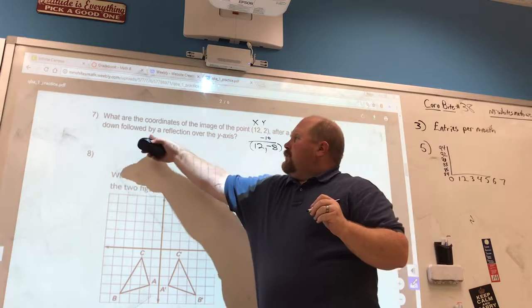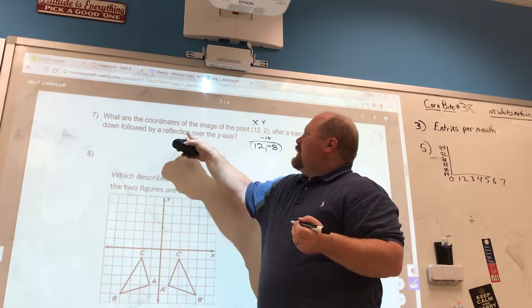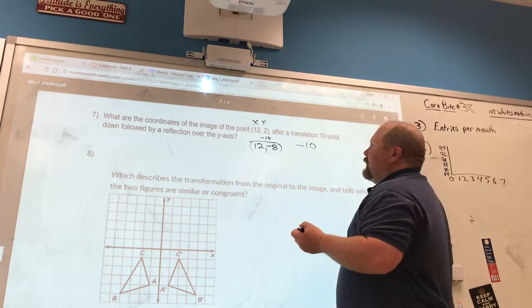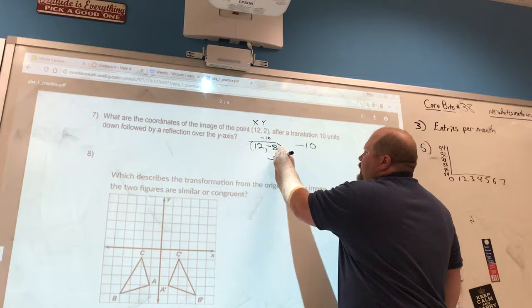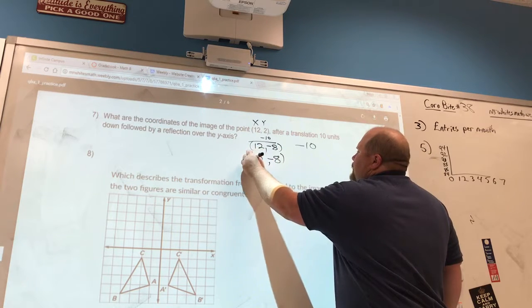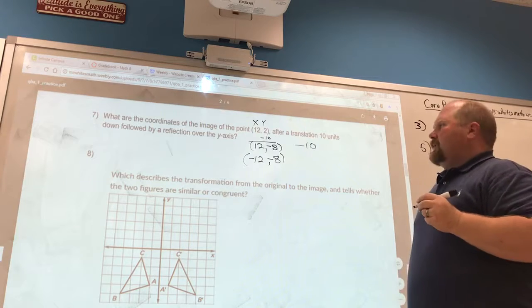But it says followed by a reflection. So now we have to do a second transformation. Reflect over the y. Well, when you reflect over the y stays the same. So -8 stays -8. But the x changes sign. So your final answer is -12, -8.